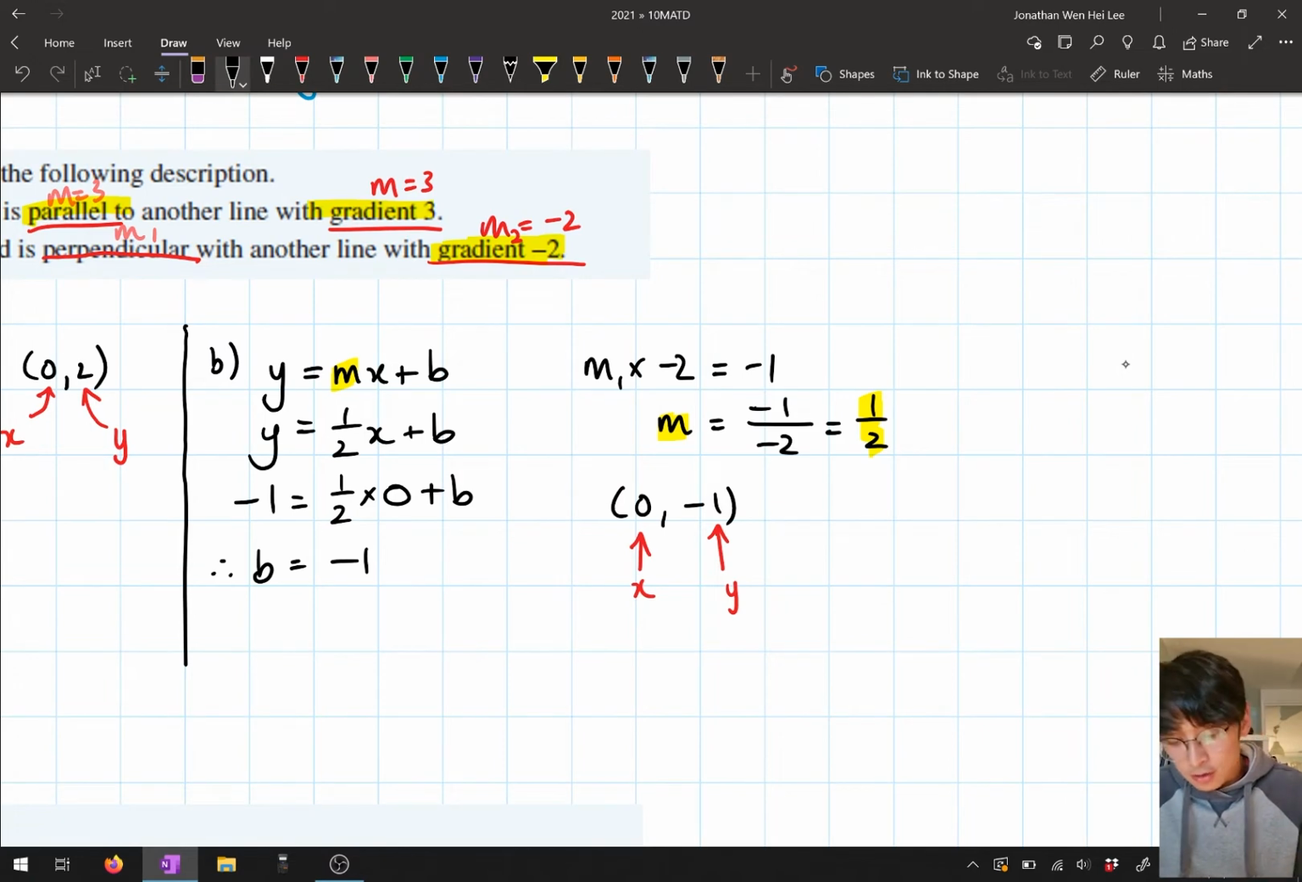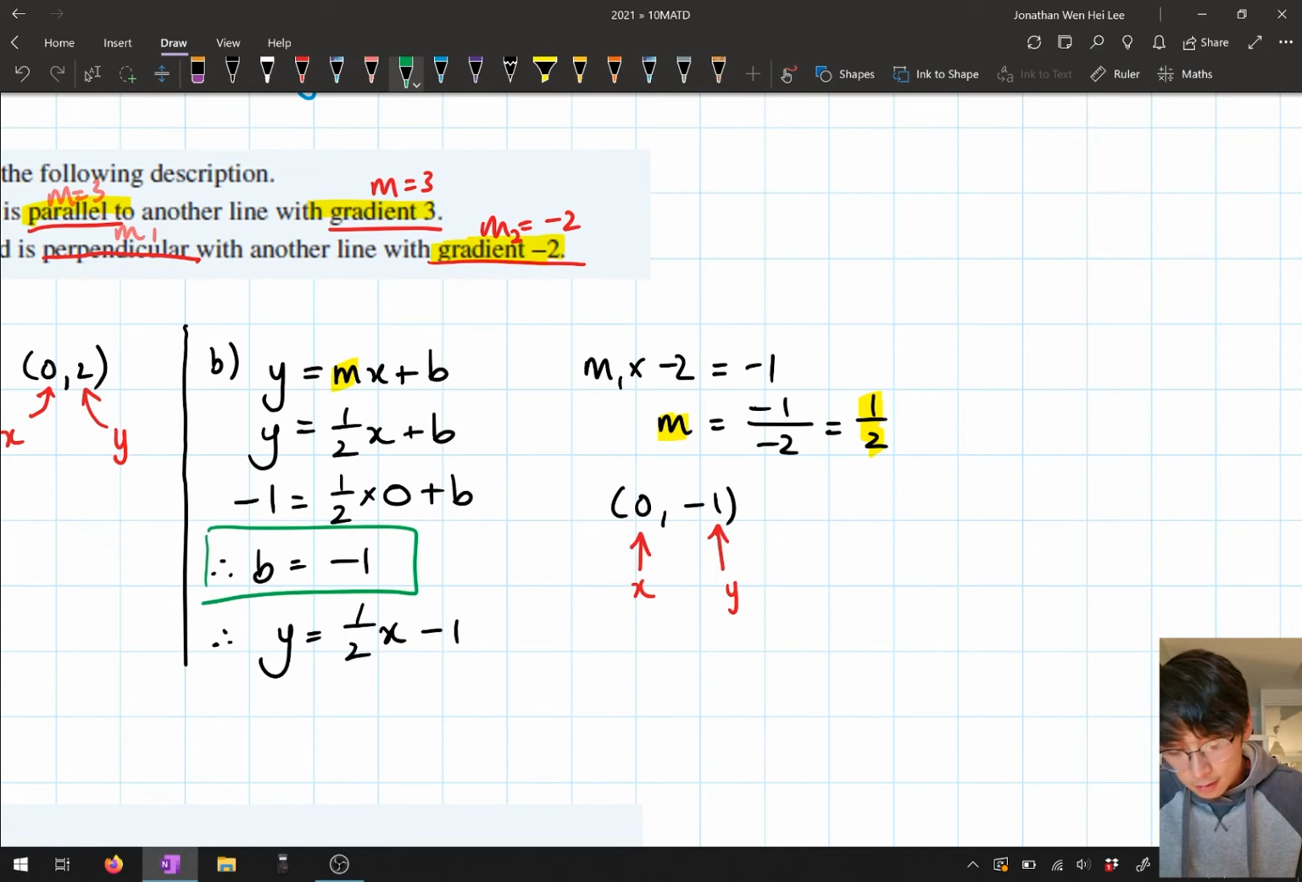And so my final step is just writing this all together. So therefore, my line is going to be y is equal to a half x minus 1. So just in case you're not sure, this b value goes into here, -1. And my m value was from earlier up here.